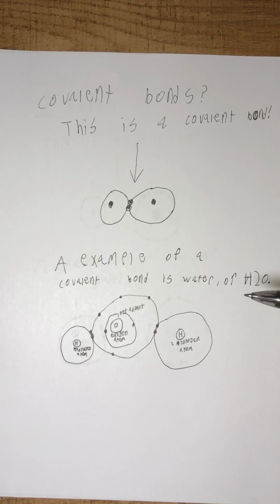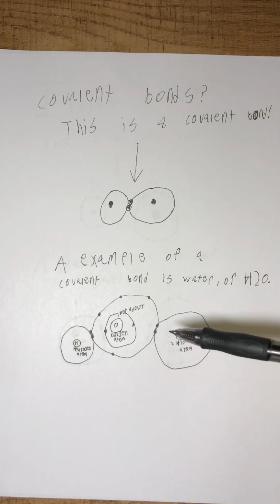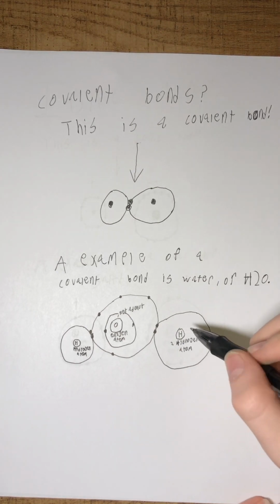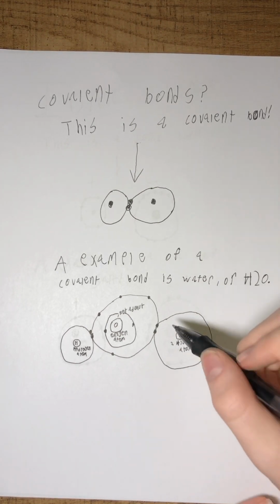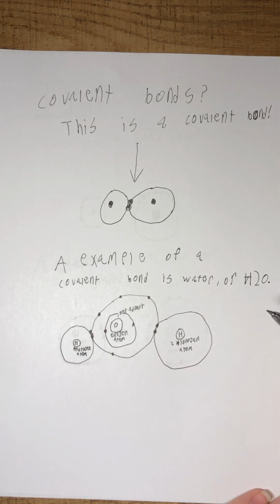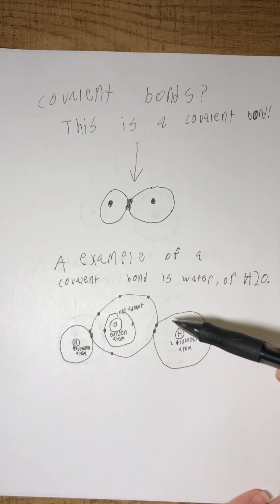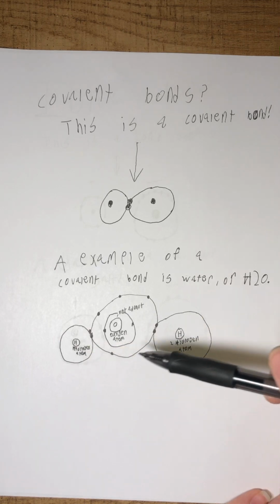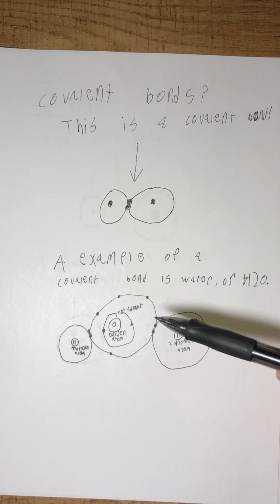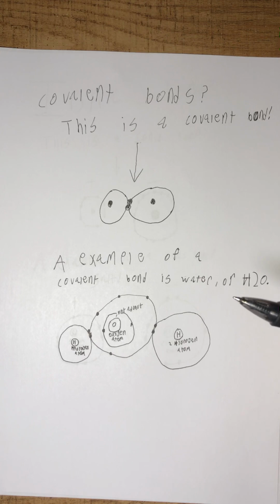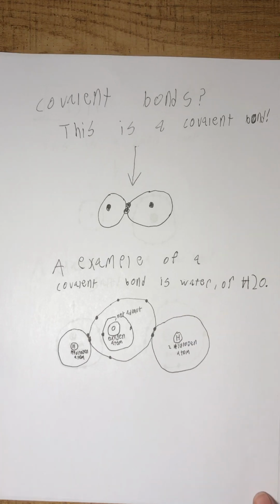An example of a covalent bond is water, or H2O, 2 atoms of hydrogen and 1 atom of oxygen. You'll notice, again, the hydrogen atoms will share an electron with another atom, so they have 2. These are hydrogen atoms, and the oxygen atom, which wants 8 electrons, has 8, and that's why they bond.